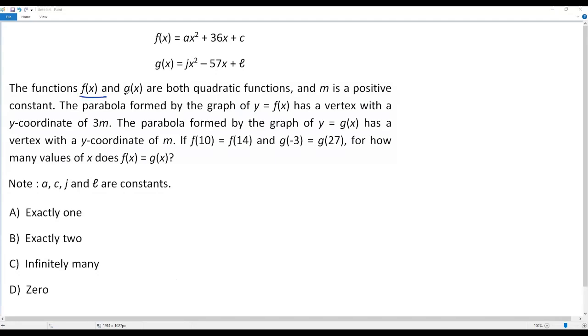The functions f of x and g of x are both quadratic functions and m is a positive constant. The parabola formed by the graph of y equals f of x has a vertex with a y coordinate of 3m. The parabola formed by the graph of y equals g of x has a vertex with a y coordinate of m. If f of 10 equals f of 14 and g of -3 equals g of 27, for how many values of x does f of x equal g of x?